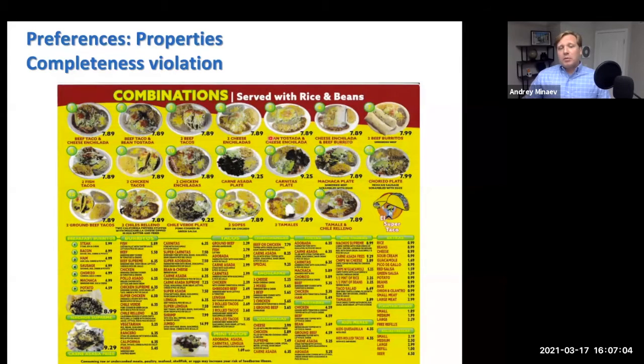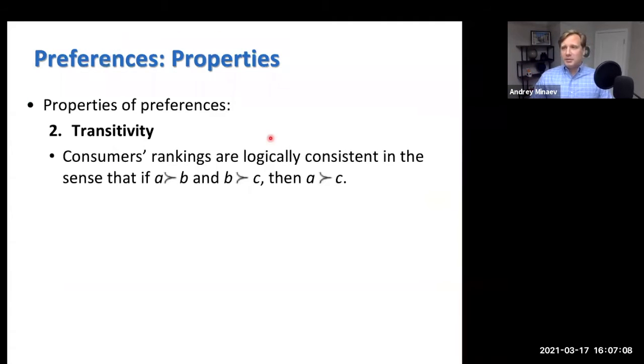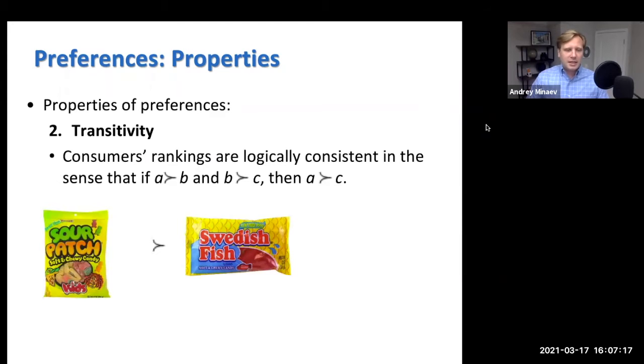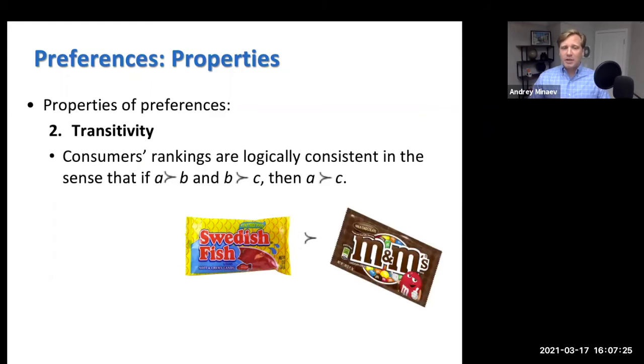So the second property that is going to be very important for us is the so-called transitivity property. I think the best way to understand it is just to provide you an example. Let's say that I personally prefer Sour Patch to Swedish Fish, because I prefer sour candies. And at the same time, I prefer Swedish Fish to M&Ms.